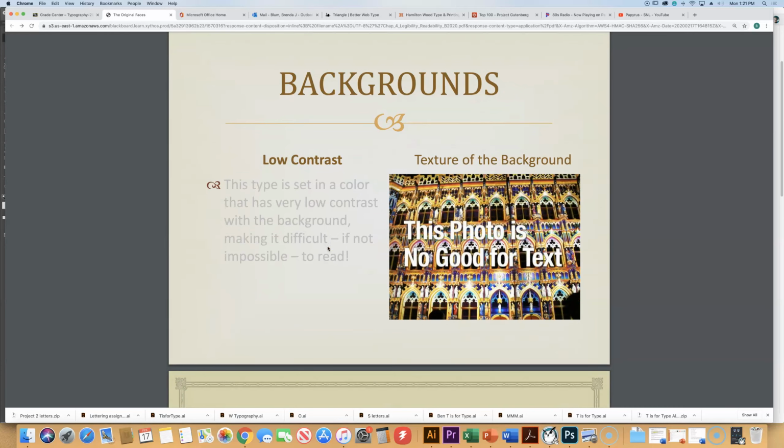The different backgrounds, again, contrast, we talked about that already. So a light gray on a light yellow background does not work. The texture of a background, the minute you put something on a photograph, you've got problems almost always. So in this case, they used white, and you can kind of see that they have either an outer glow or a drop shadow on it to help it stand out. But that's horrible, isn't it? That's hard to read with that busy background.